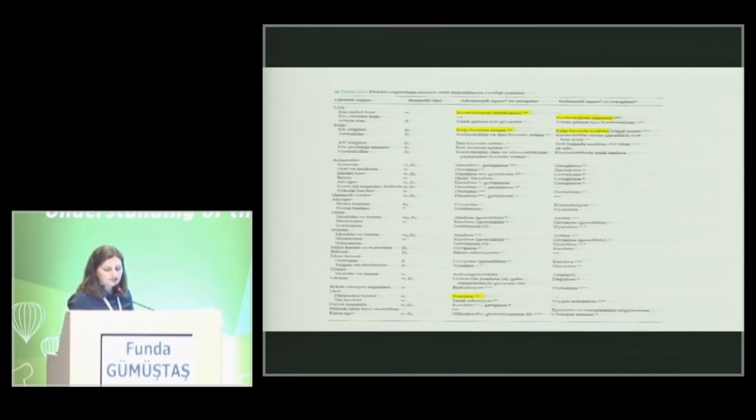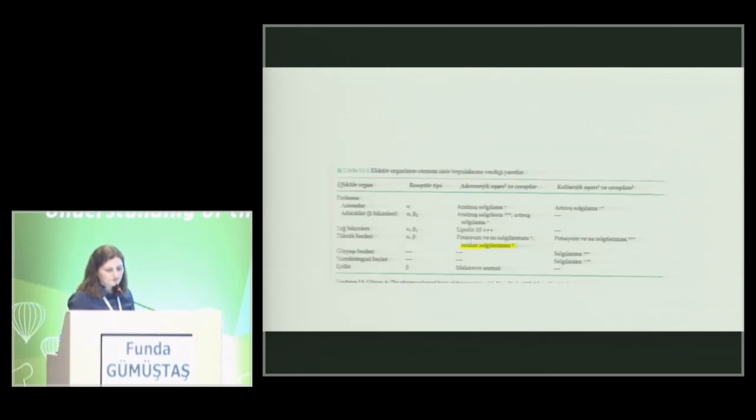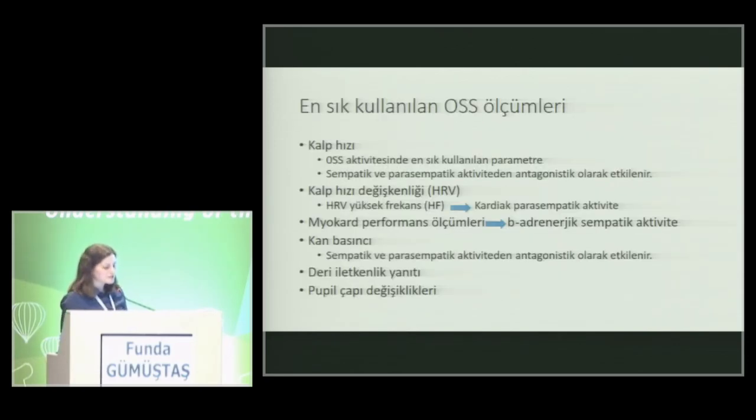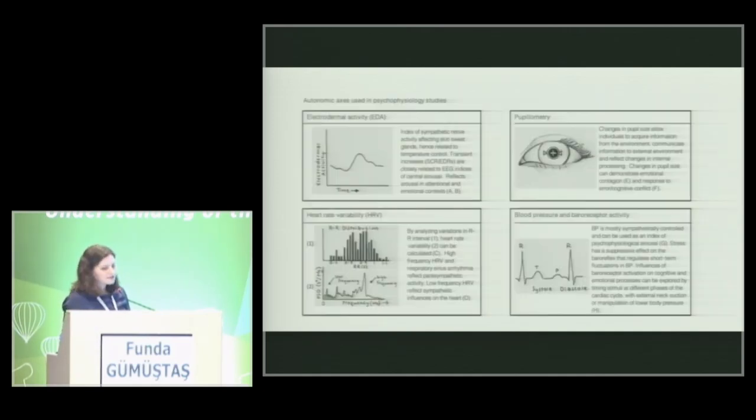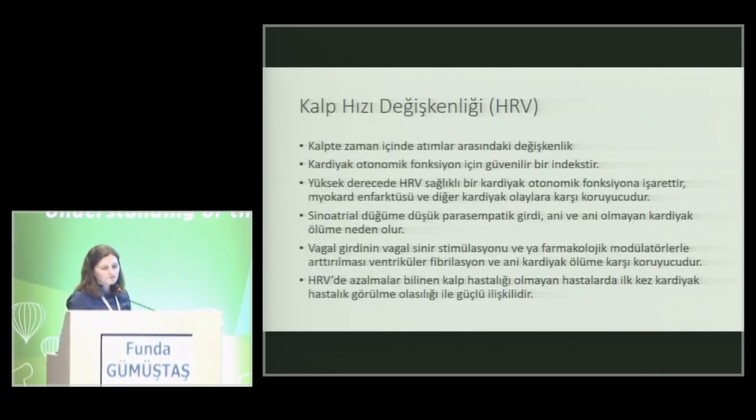The pilomotor muscles of the skin will be affected, and it might be evaluated with skin conductivity as a result of the contraction in the pilomotor muscles. Another exciting topic is the sympathetic activation and the amylase release in the saliva glands. Heart rate variability, myocardial performance measurements, blood pressure, skin conductance response, and pupil size and changes are evaluated most commonly. These are the charts that we can make use of.